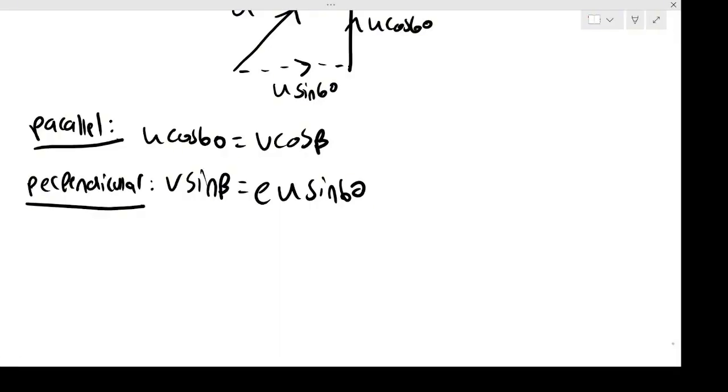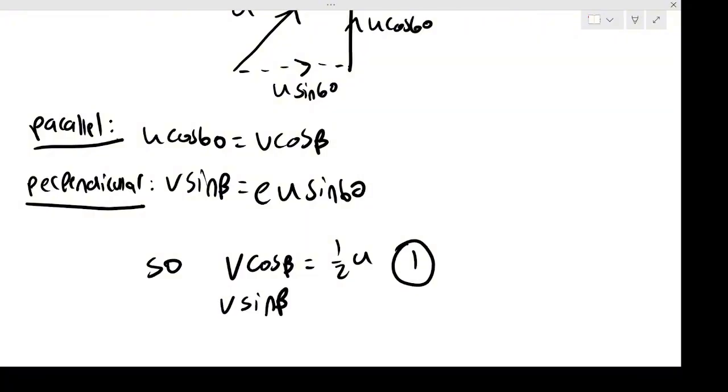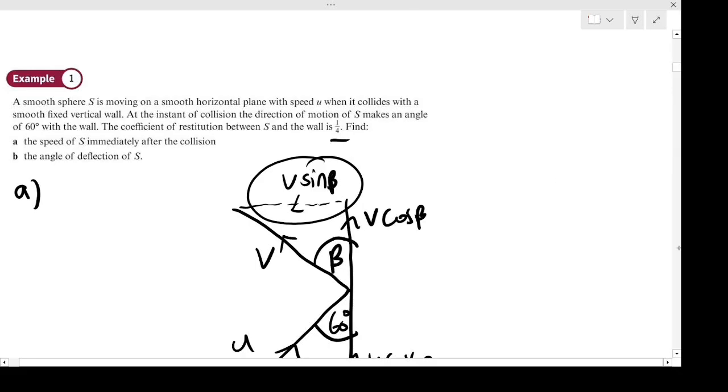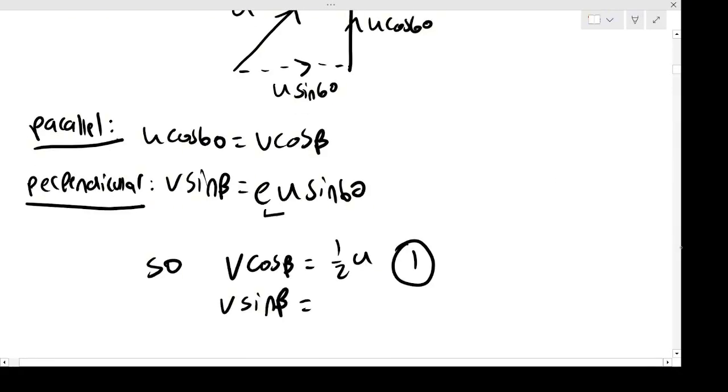So that means that v cos beta, well, v cos beta is going to be u cos 60, but cos 60 is a half, so it's going to be half u, and that's my first equation. Likewise, v sine beta is going to be e, which was a quarter, right? So it's going to be a quarter times u sine 60, which is going to be root 3 over 2.